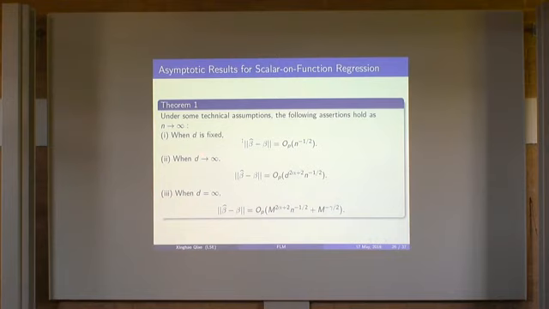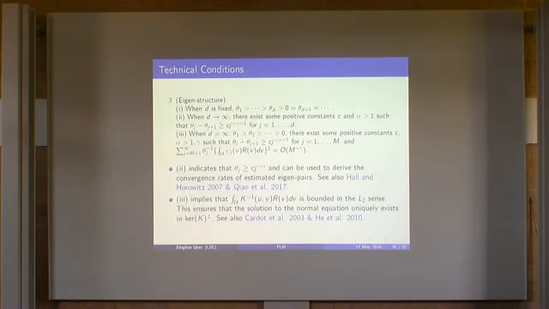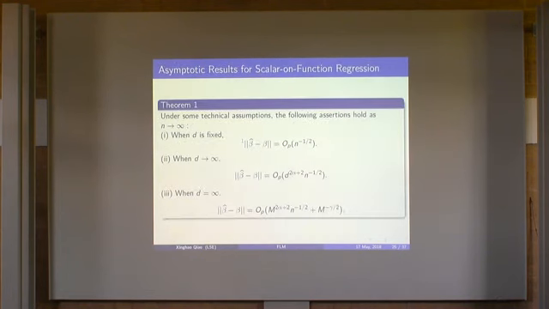So if D is fixed, then you get a parametric rate. Okay, if D goes to infinity, then you have this rate. So that means if D is quite large, then you have a slower rate. Okay, so the rate is also determined by alpha. Alpha, remember, is the parameter to control the eigengap. If alpha is large, then we have a smaller eigengap. That will make the problem more challenging. That actually will result in a slower convergence rate.